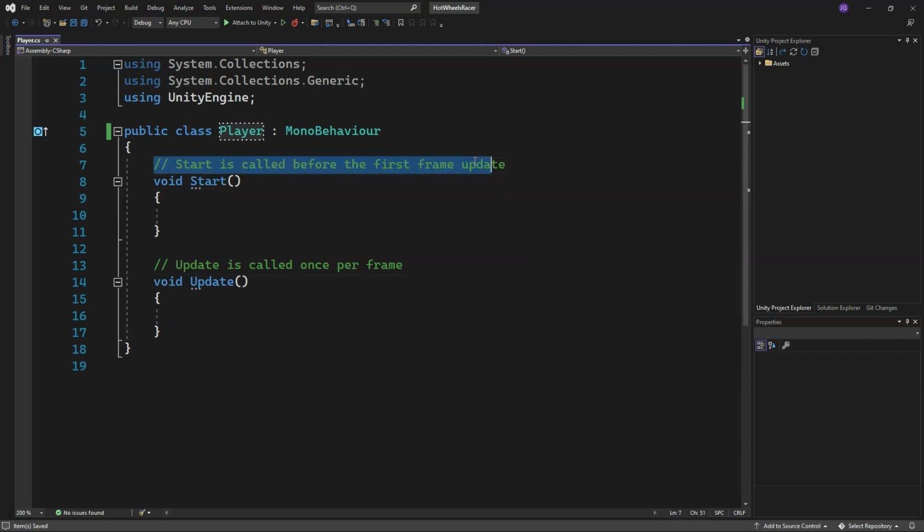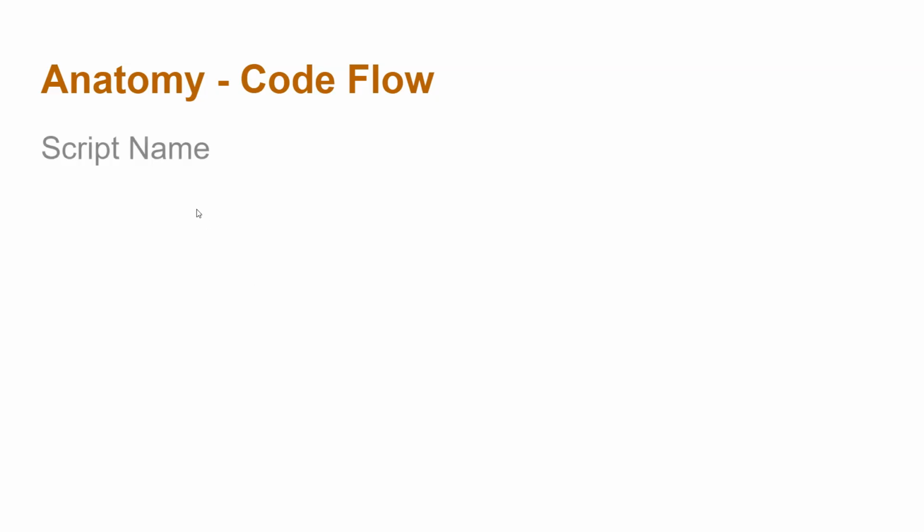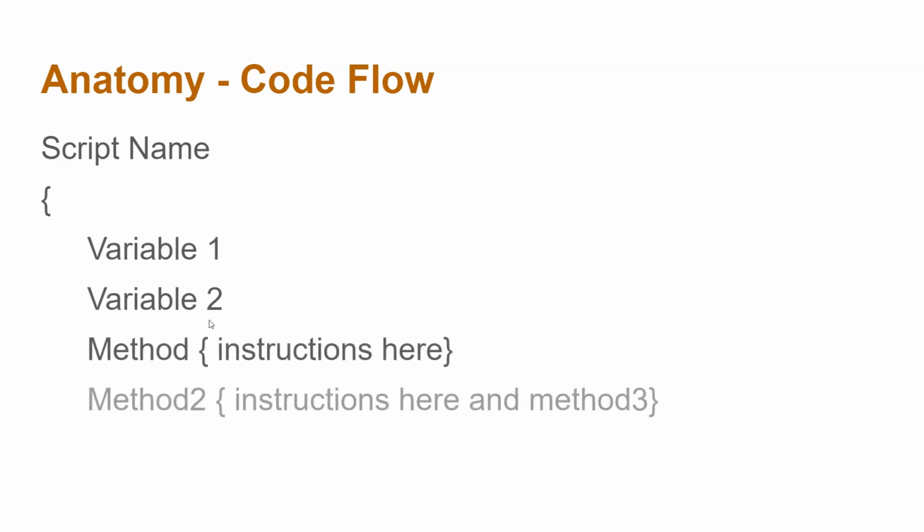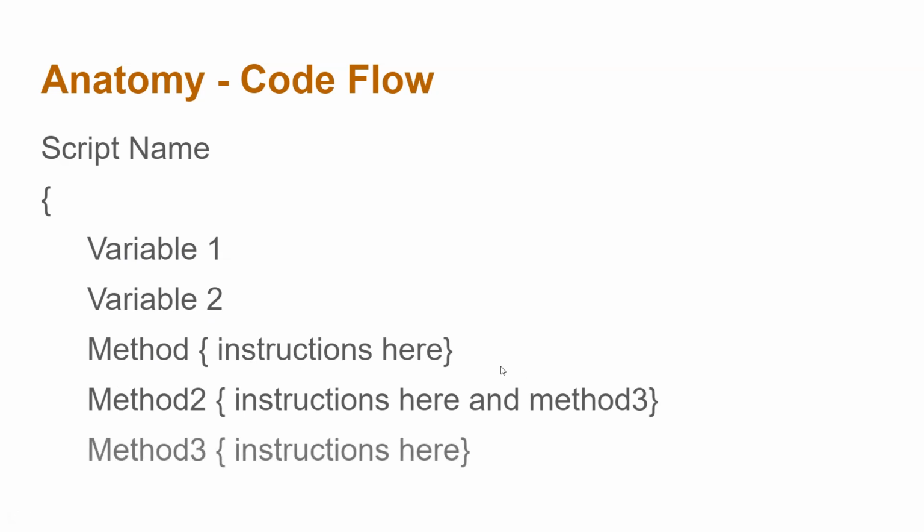Then we have a comment here, which allows us to write a comment. And we have a couple methods that come from Unity, which we'll talk about in a second. We're going to have our script name, like we saw, public class and then the script name, and then the beginning curly brace. Then we'll have our variables, and then we'll have methods and instructions inside of those methods. Then we end with a curly brace for ending our script. That's a quick breakdown of the anatomy.